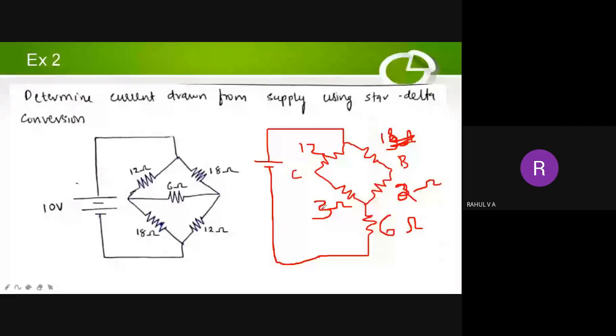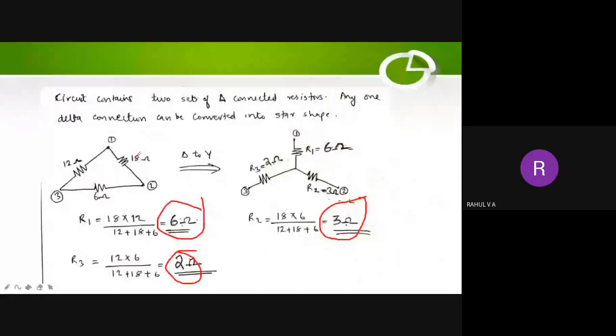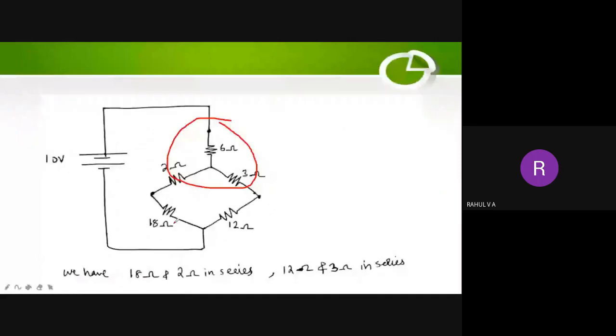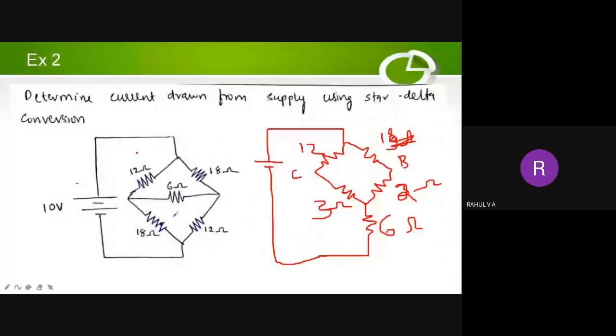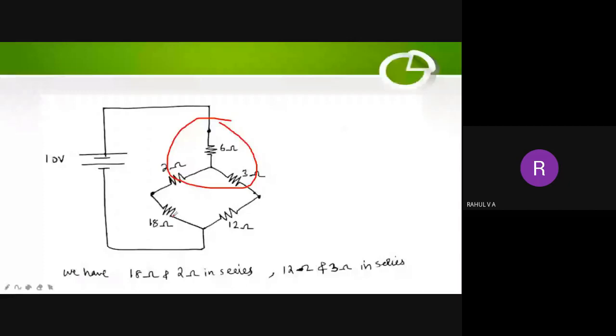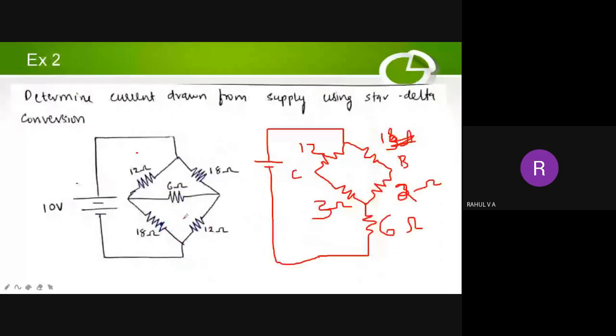Now, what is the next step? I have to add these two resistors. Yes, I have to add these two resistors. Which two resistors? This resistor and this resistor. And the new diagram will be like this.